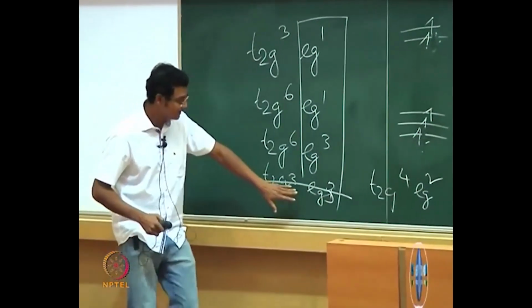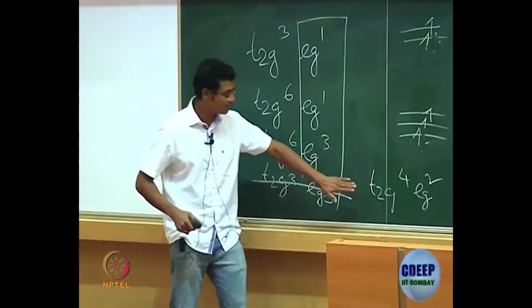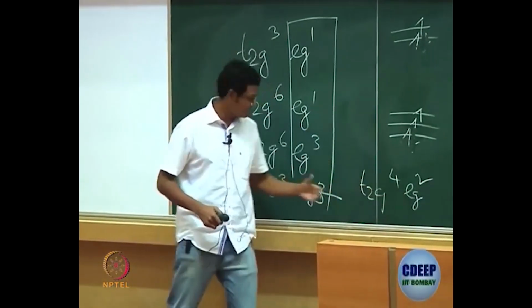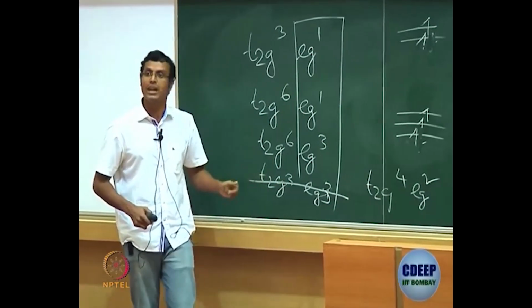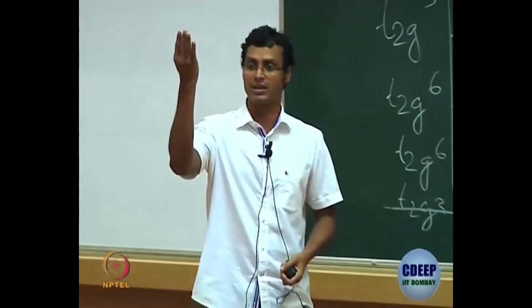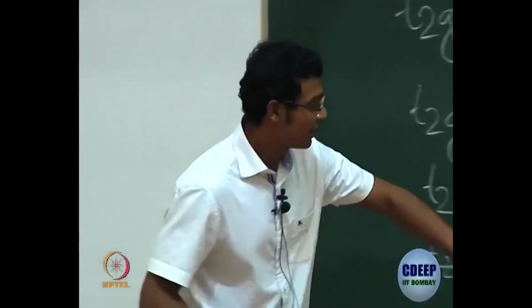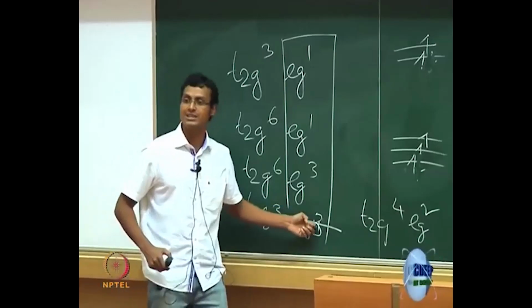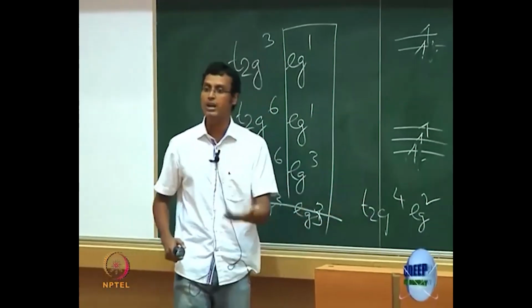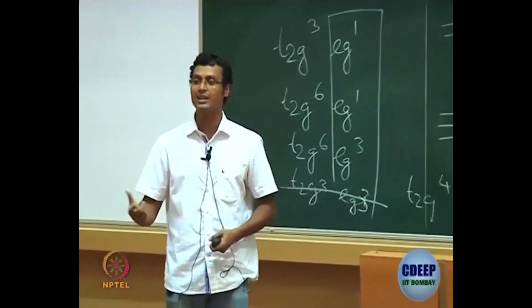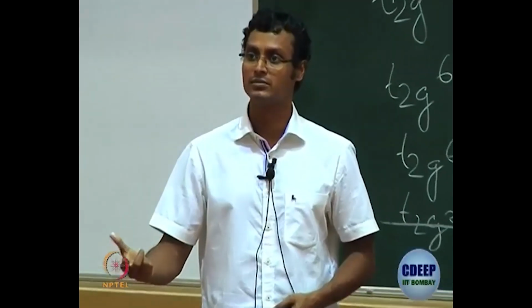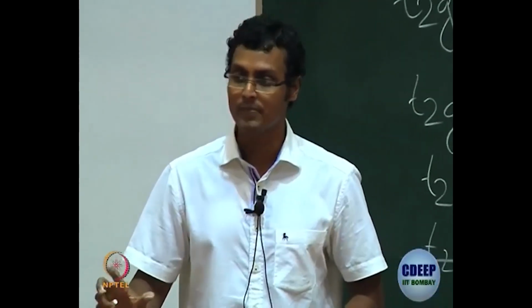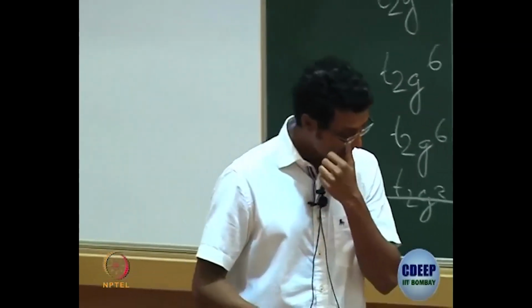So t2g3 eg3 is not a valid configuration. It is t2g4 eg2. It is invalid. Literally, it is possible for an excited state. If you excite t2g4 eg2, then it can come to t2g3 eg3. But usually all we are talking about is the ground state electronic configuration. Any confusion on that? No, hopefully not.